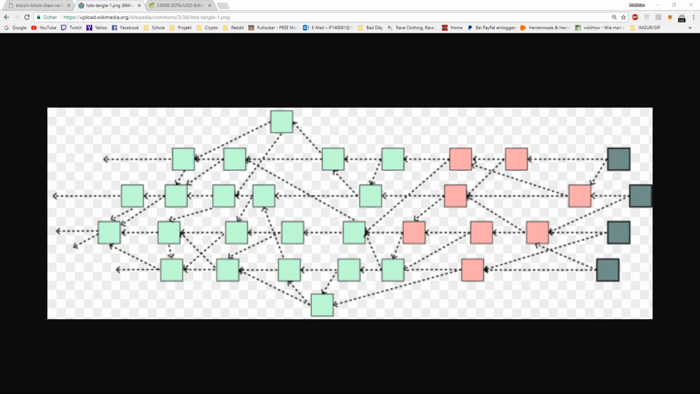Well, I hope you now have a basic understanding of what makes IOTA so different than all the other currencies.